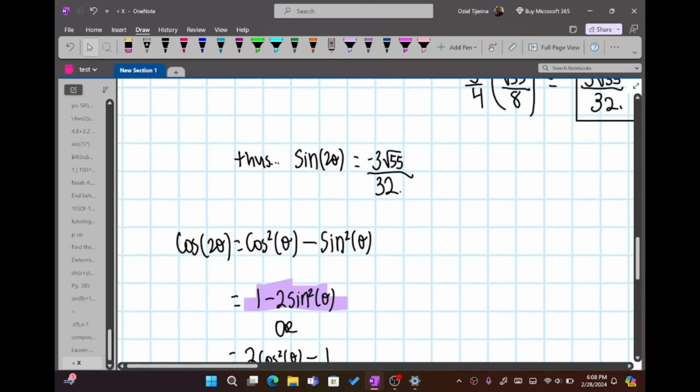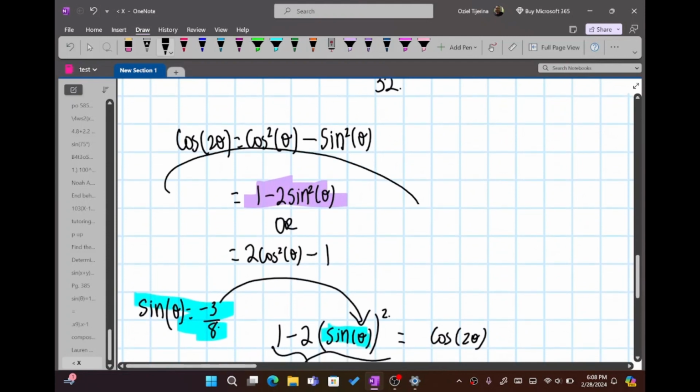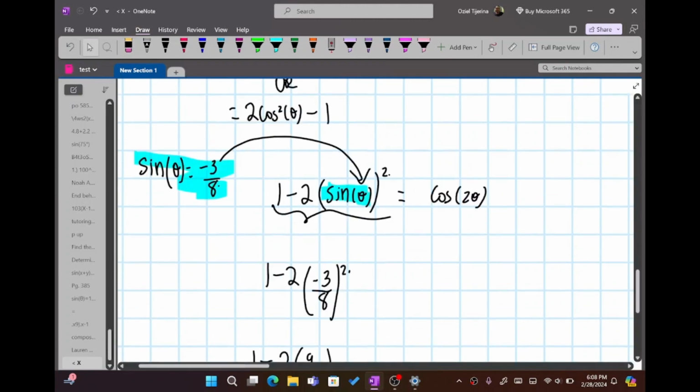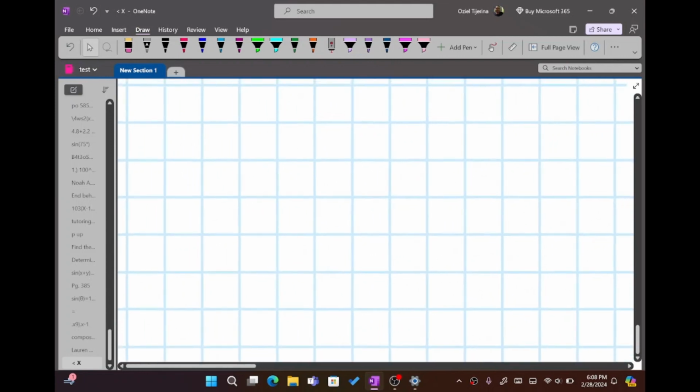Again, it doesn't matter which one of these you choose. You can choose any one of these. It depends on the problem; I think one is more convenient than the other. Now, let's move on finally to tangent of 2 theta.